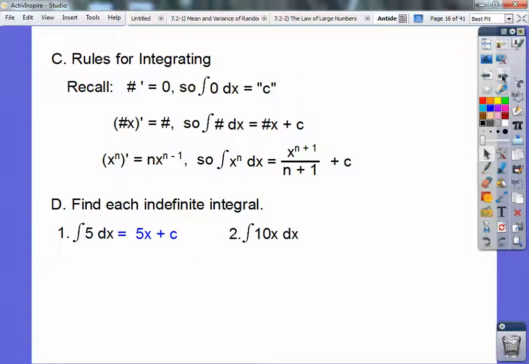I'll get a handful of kids. They'll turn the test in, and they always forget the plus c, and I ding them points. And they say, but you know, it's the plus c, and I say, you're right, it's plus c. You've got to not forget the plus c. I know your calculus teacher will do the same.